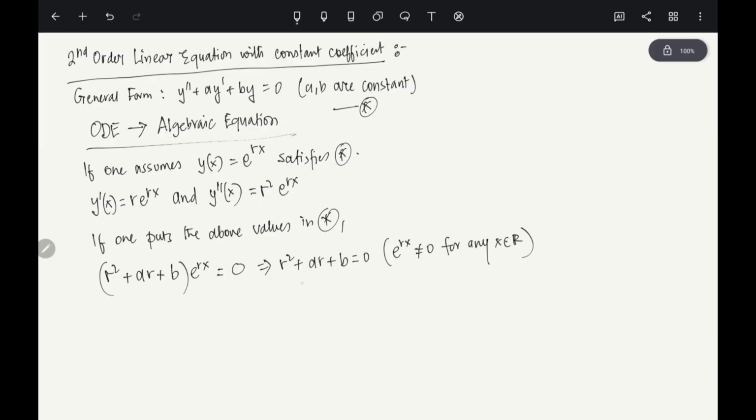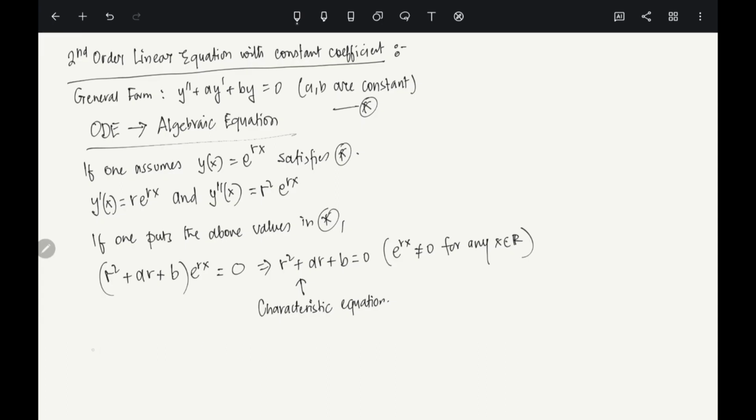The equation we derived like this is called the characteristic equation. Now if we solve the characteristic equation, we are going to get two roots. They may be equal, distinct, or complex, but we are going to get two roots because this is a quadratic equation. Once we get two roots, we can put them in the function and get solutions out of it.